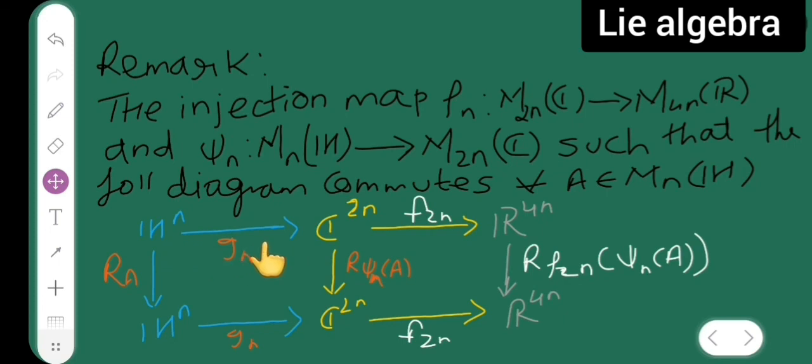So what is going to be? For this I am using Gn. So this I am going to write. So this is my psi n of A, and this is rho n into psi n of A.